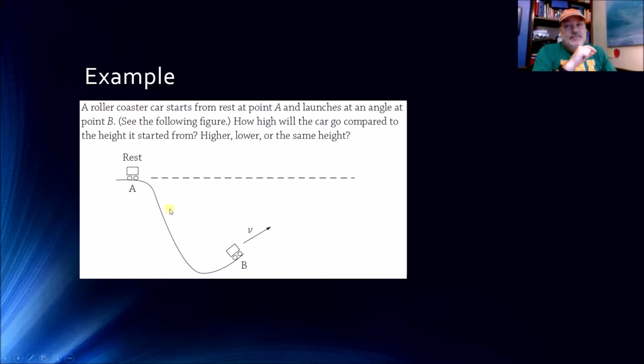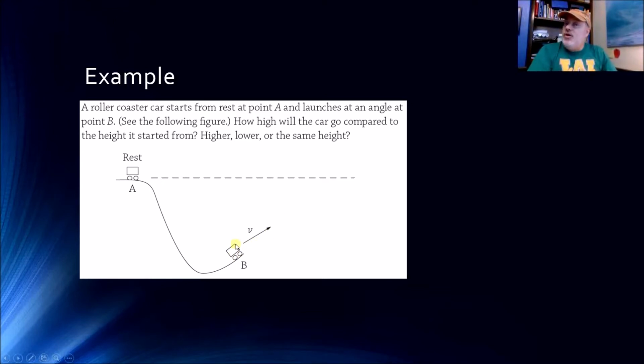All right, what's our system? I'm going to have cart, and I'm going to have gravity, right? So I have kinetic and potential. So at the beginning, we start with only potential. If I call this lowest point down here 0, then it has its greatest kinetic right here. It has lost some kinetic here as it gained potential, and then it launches into the air.